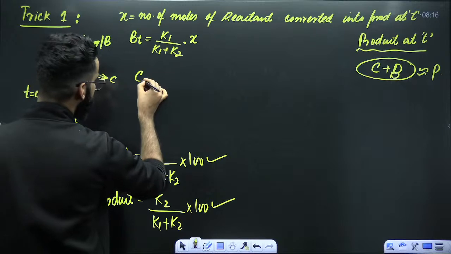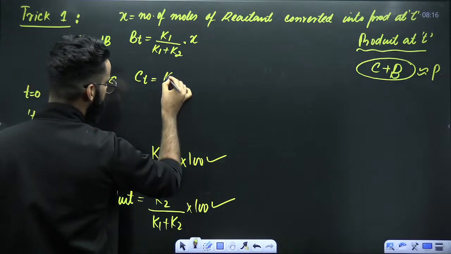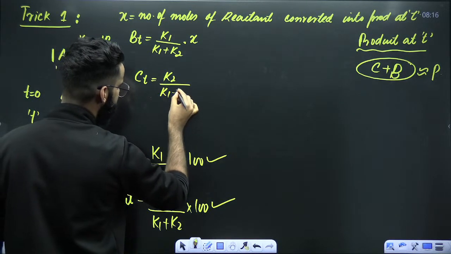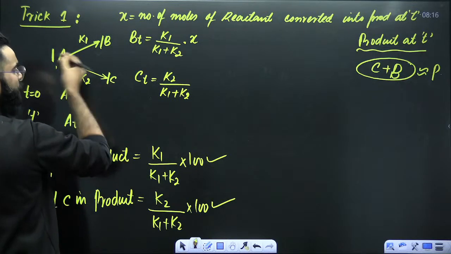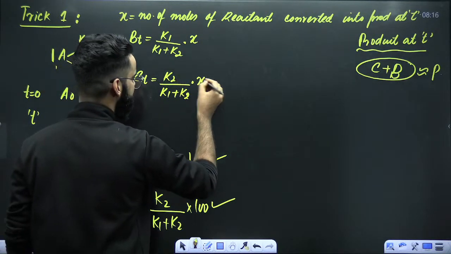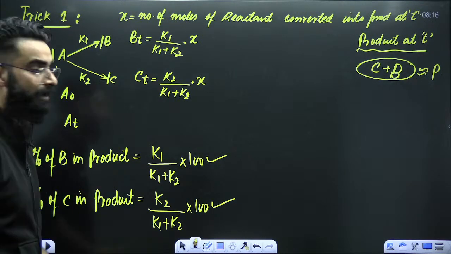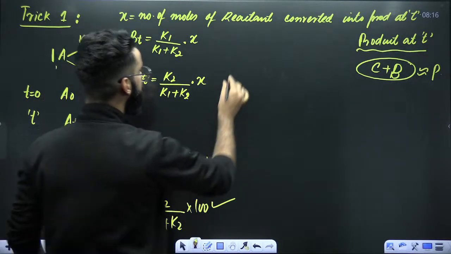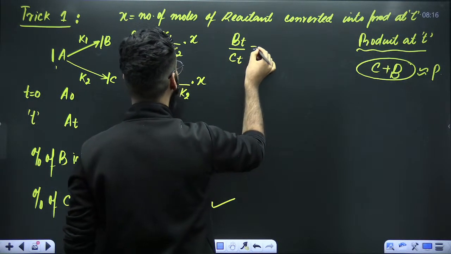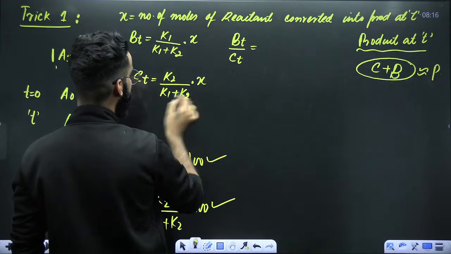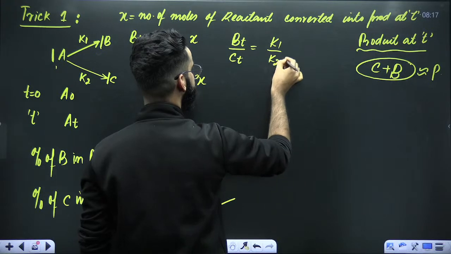Similarly, what about the moles of C formed at time t? Start with K2. You'll be writing K2 divided by K1 plus K2. Now, 1 mole of A gives 1 mole of C. Therefore, X moles of A are going to give us X moles of C. So I got the moles of C formed at time t as well. Now, my dear students, if you divide the two, moles of B formed at time t divided by moles of C formed at time t, X cancelled, K1 plus K2 cancelled. So I'll be left with only K1 divided by K2, right?